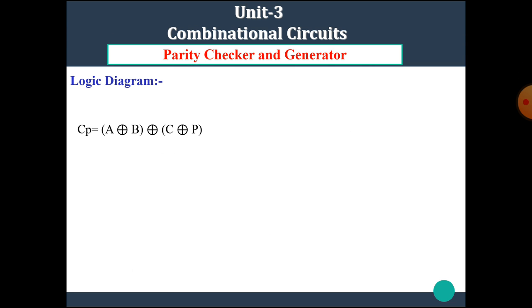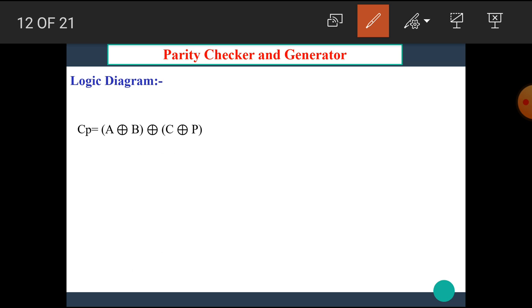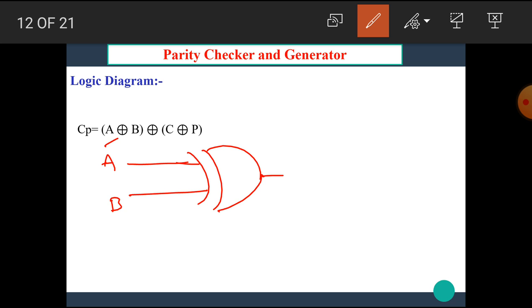Now let's draw the logic diagram for this equation. The logic diagram is very simple. That means A XOR with B and C XOR with P.